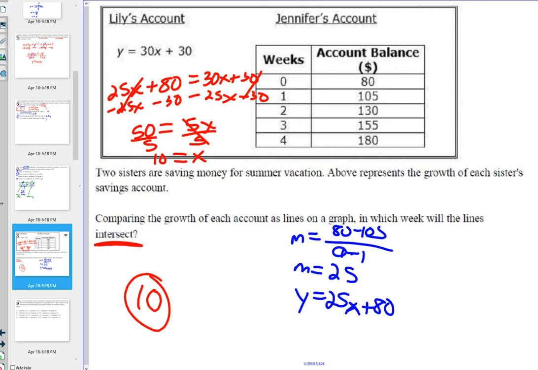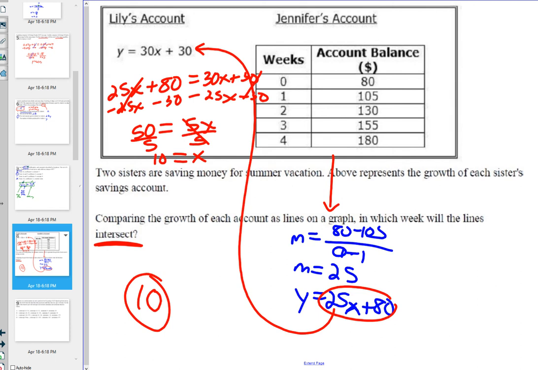Still confused face? I wrote the equation for this. Once I got that equation, I made them equal to each other. The x here stands for weeks.